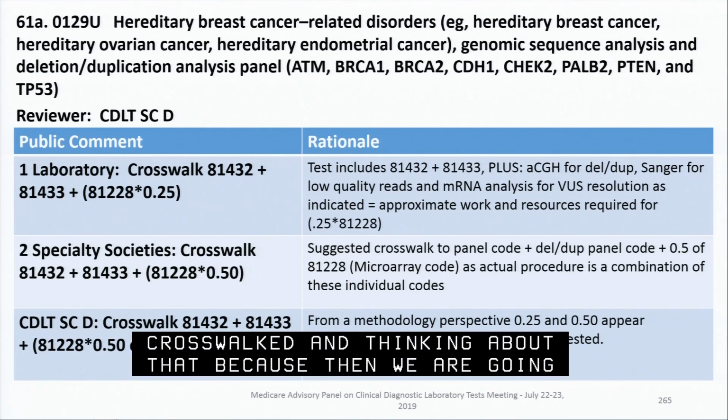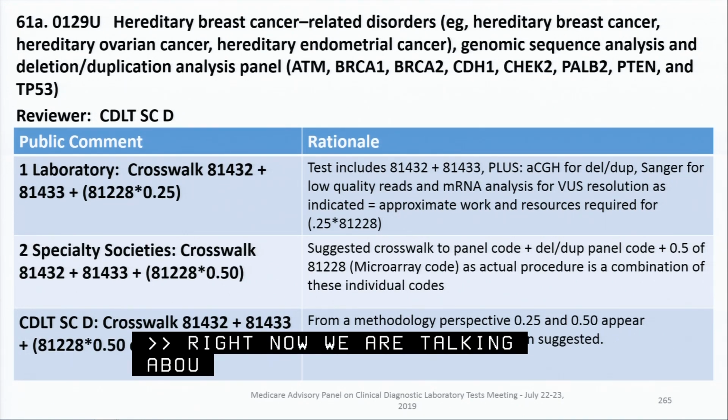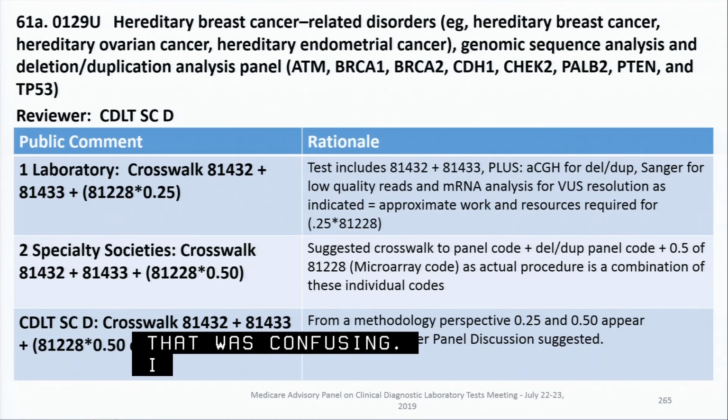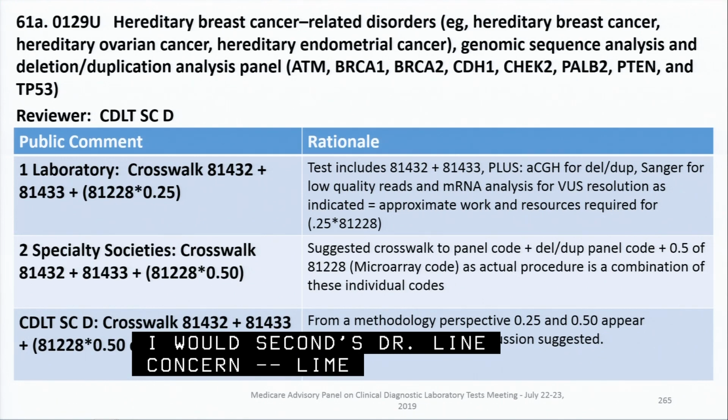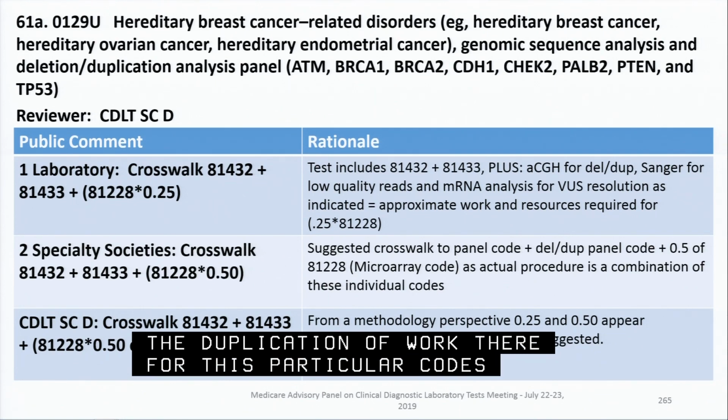Dr. Bosler, just for clarification, right now we're talking about 0129U, which is hereditary breast cancer. Do I have the right code? Correct. Because PMS2 is not in that gene list. Correct. That was confusing me. Sorry about that. So I would second Dr. Lyon's concern about the duplication of work there, at least for this particular code. So I'd make the recommendation of a crosswalk of 81432 plus 81433.